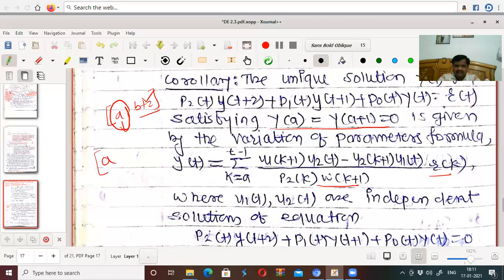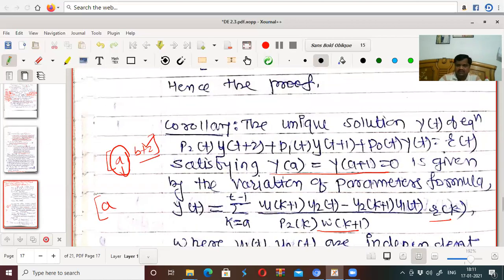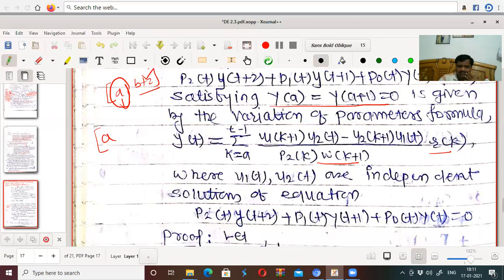How can you say that y(t) is given by the sum over k from a to t minus 1 of [u1(k plus 1) u2(t) minus u2(k plus 1) u1(t)] upon p2(k) w(k plus 1), into r(k)? How does this become the solution of the non-homogeneous equation satisfying these conditions? So how can you prove it? See whether this equation is satisfied or not, whether it becomes r(t) or not.